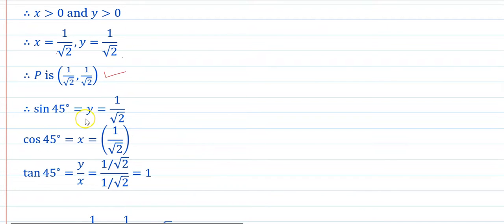Sin 45 means what? y, 1 by root 2. Cos 45 is x, 1 by root 2. Tan 45 is y upon x, 1 by root 2 upon 1 by root 2. Root 2 gets cancelled. You will get tan 45 is 1.